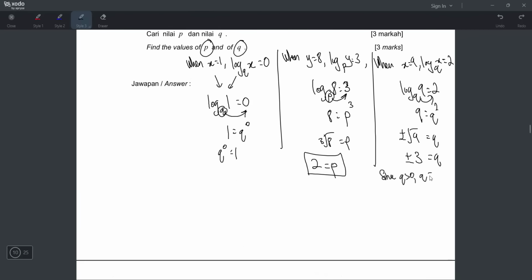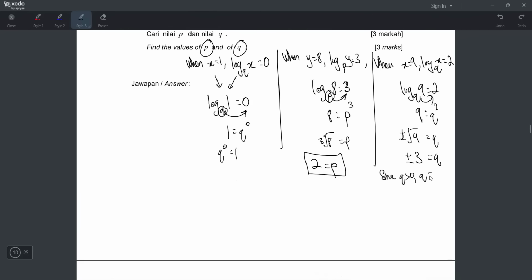What if I use this point and this point? I believe you'll get the same answer. Let's try. When y equals 16, and log y base p is 4. That means log 16 base p, because I substitute y with 16, equals 4. And you can see 16 equals p to the power 4. So p, when you move it over, becomes the 4th root. And when you take the 4th root of 16, you get 2 also. So you end up with p equals 2, which is the same as this.